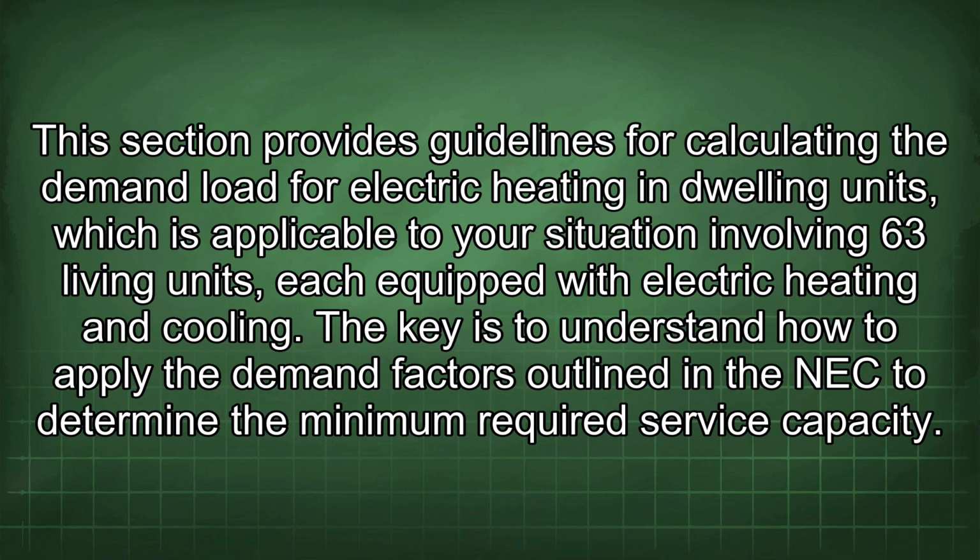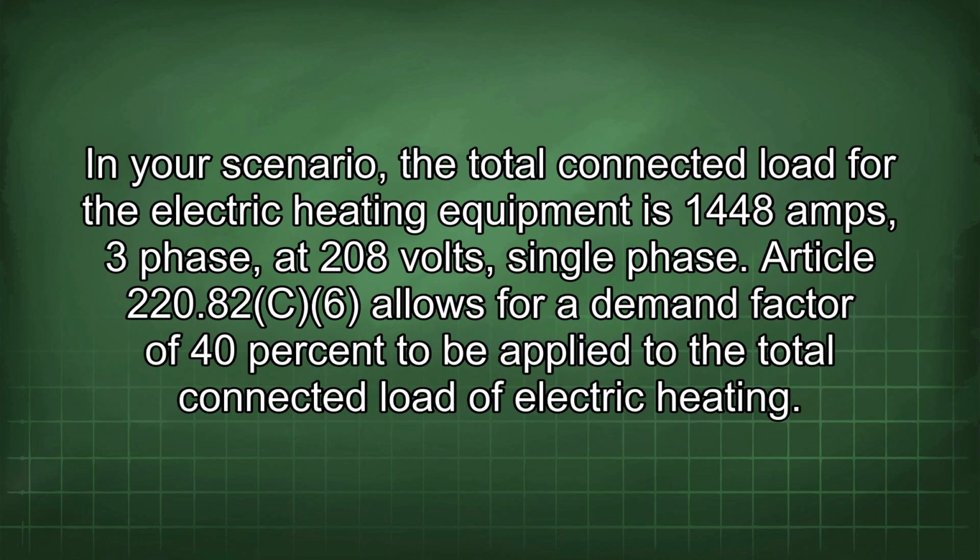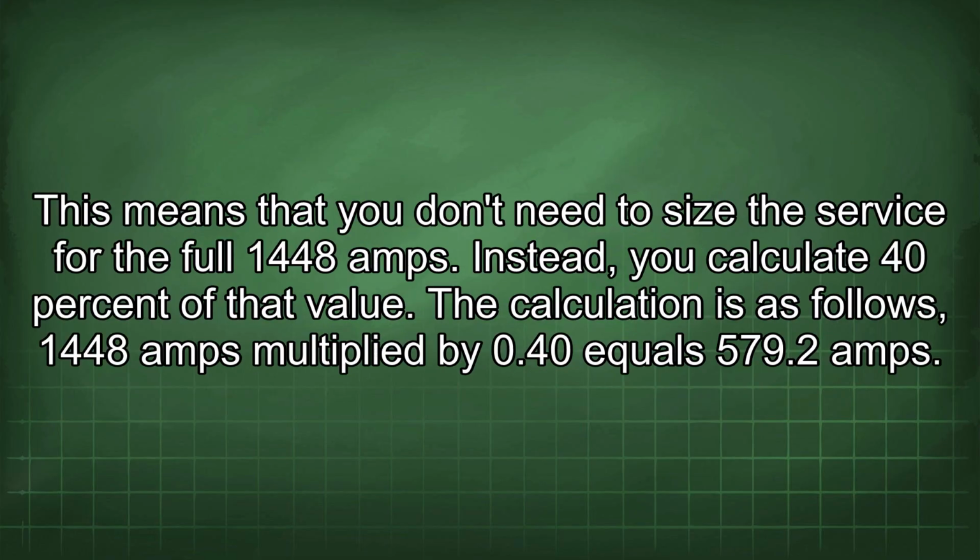The key is to understand how to apply the demand factors outlined in the NEC to determine the minimum required service capacity. In your scenario, the total connected load for the electric heating equipment is 1448 amps, 3-phase at 208 volts single-phase. Article 220.82(C)(6) allows for a demand factor of 40% to be applied to the total connected load of electric heating. This means that you don't need to size the service for the full 1448 amps. Instead, you calculate 40% of that value.